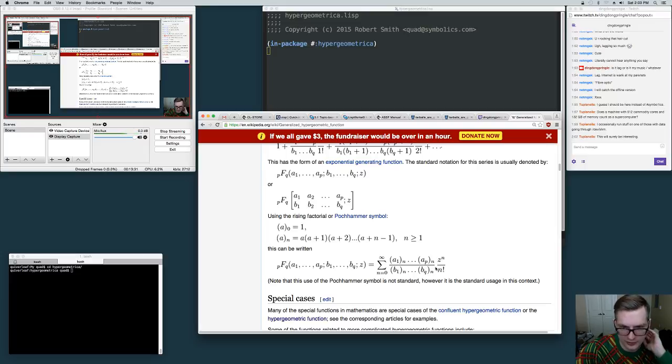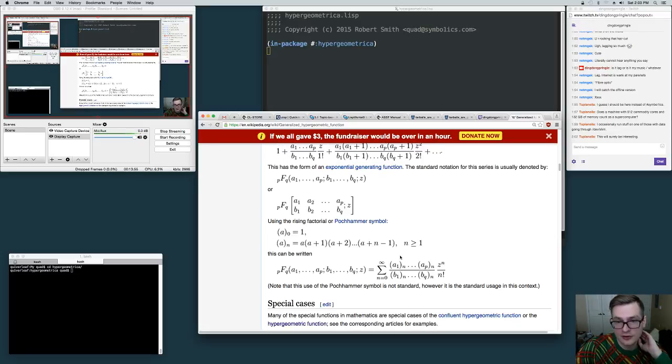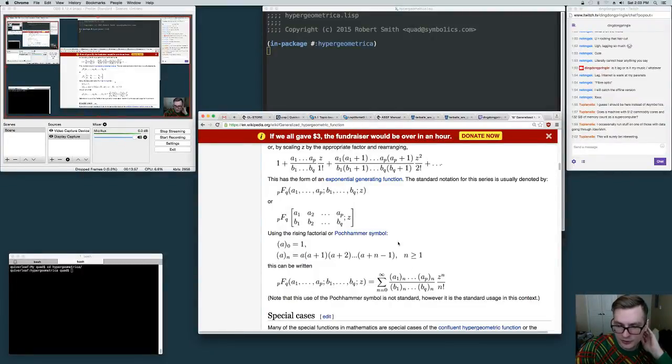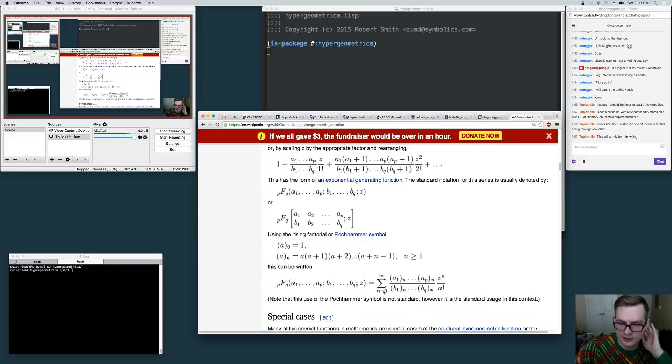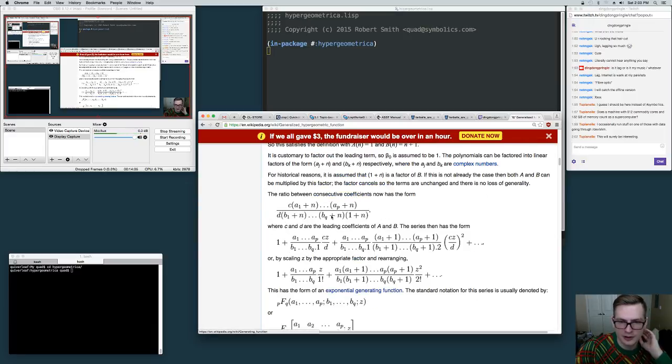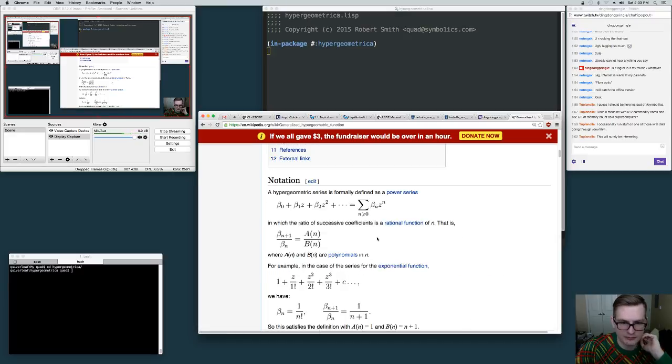A geometric series, if we remember what a geometric series is, it's a series where the ratio of subsequent terms is constant. So if the first term of a series is 1, and then the next one is a 2, and the next one's 4, 8, 16, well, 16 divided by 8 is 2, 8 divided by 4 is 2, it's 2 each time. A hypergeometric series is a generalization of that. What the generalization is, subsequent ratios of terms is a rational function in the summing parameter. So we can actually see that here.